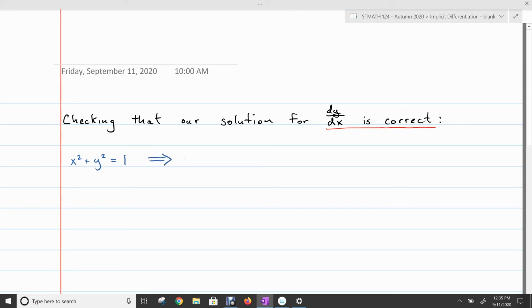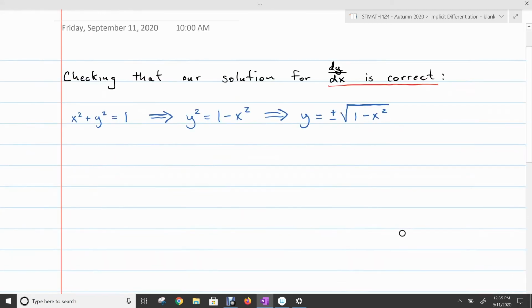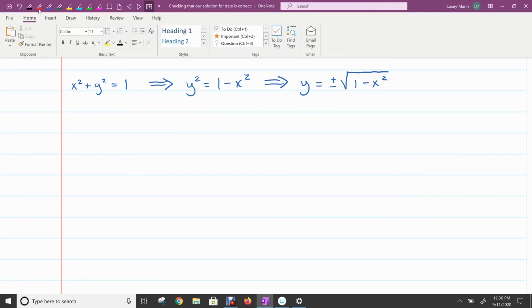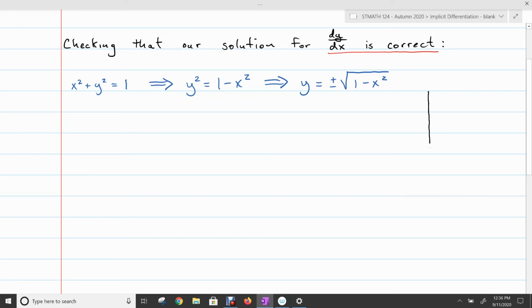And if I solved for y, I'd have y squared equals 1 minus x squared, and then I would have to take the square root of both sides, and I'd get y is equal to plus and minus the square root of 1 minus x squared. You may recognize that that original equation was a unit circle, right? It's this circle of radius 1 centered at the origin. So what we did by solving for y was we found the equations for both the top half and the bottom half of the unit circle.